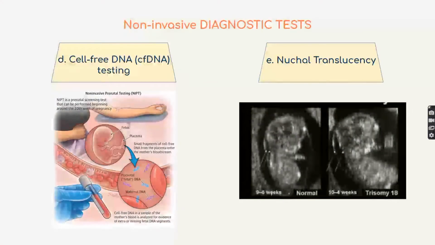Then, we have nuchal translucency. The most common soft sonographic markers detected in the late first or early second trimester are increased nuchal translucency thickness and absence or hypoplasia of the nasal bone, identifying two-thirds of cases, as seen in the picture. By way of ultrasound or maternal blood draw, this screening test assesses thickness at the fetus's neck, helping to diagnose if the fetus has trisomy 18 or any of the other common chromosomal disorders.